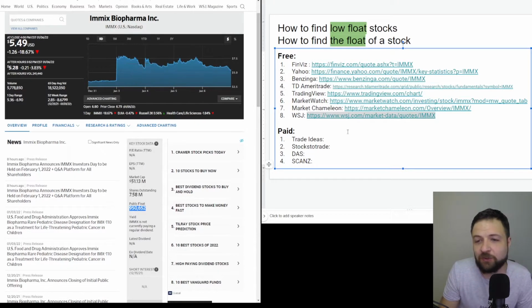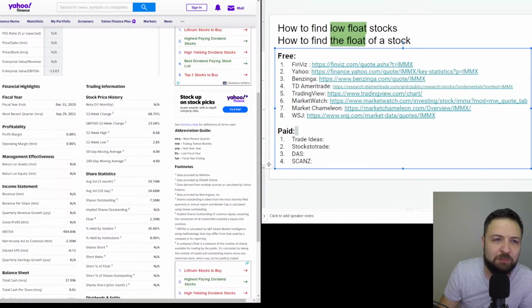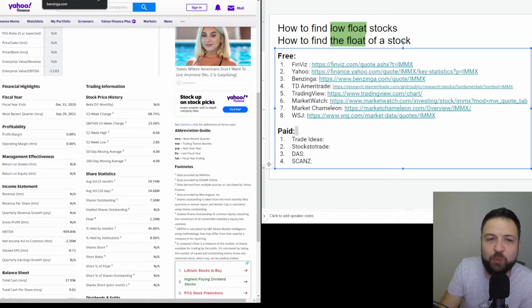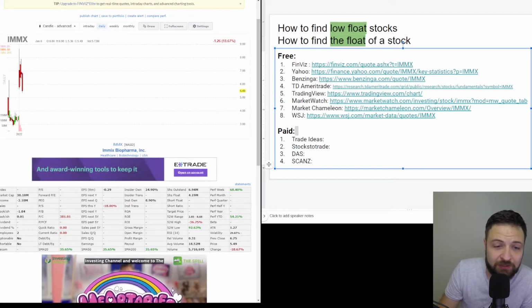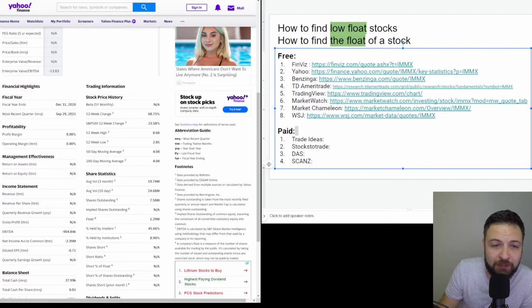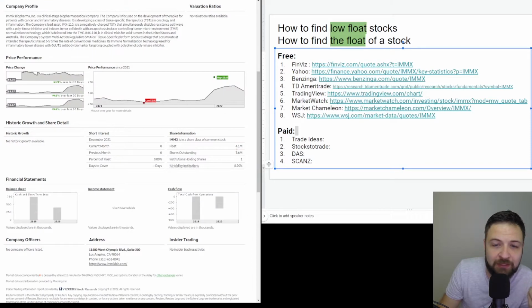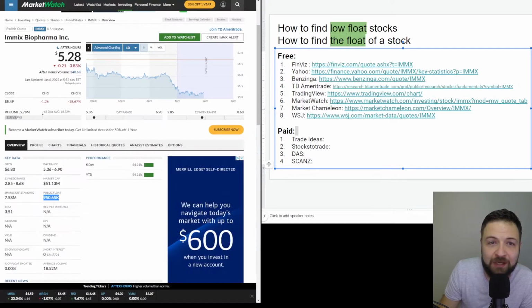950,000 again. So we have 3 sources out of 8 that reported 950,000, and 5 sources that reported about 4 million, and I believe 1 source reported 1 million. Okay, so Finviz 4.19 million, Yahoo Finance 1.29 million, Benzinga 4.3 million, TD Ameritrade 4.1 million, Thinkorswim 950,000.